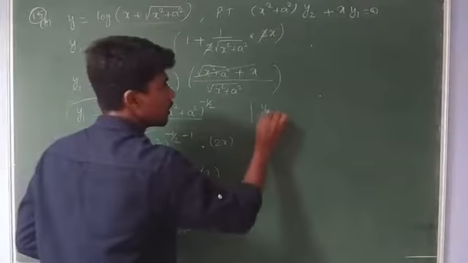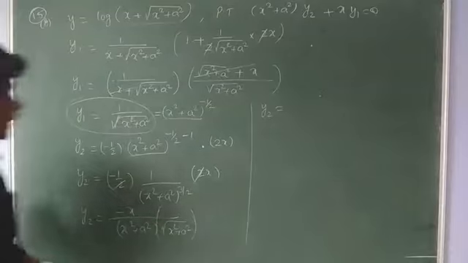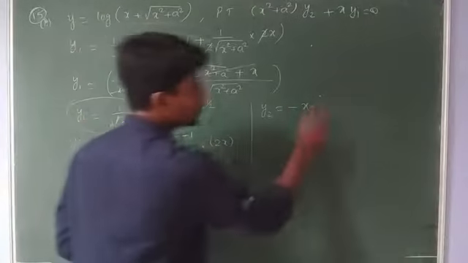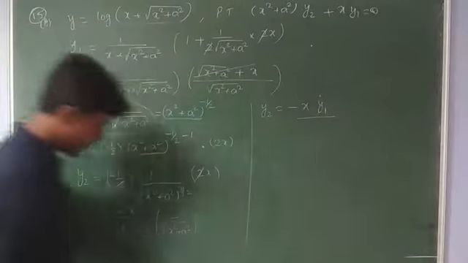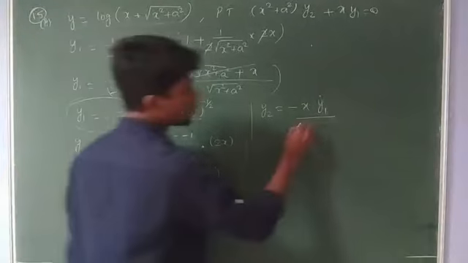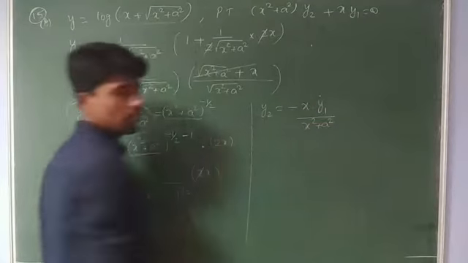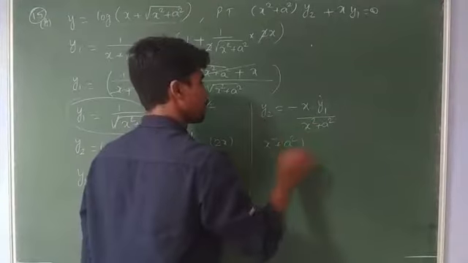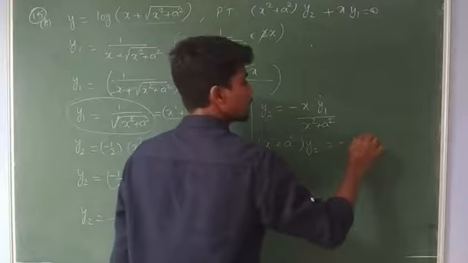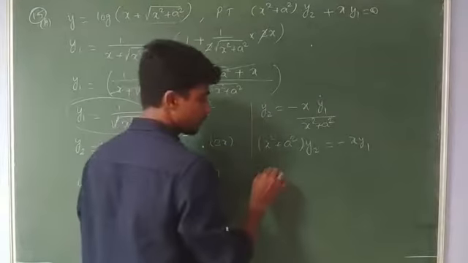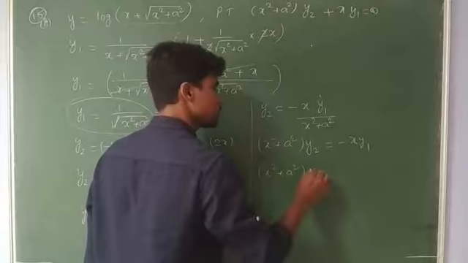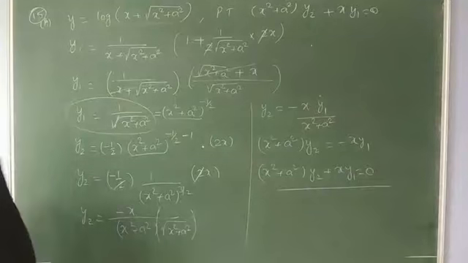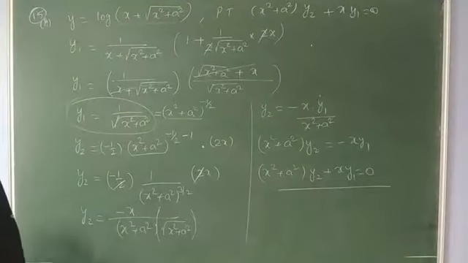y2 is equal to minus x into 1 by root over x square plus a square, which can be written as y1 divided by root x square plus a square. Transfer the left side, x square plus a square into y2, equal to minus x y1. Again transfer minus x y1 to the left side. So we get x square plus a square into y2 plus x y1 is equal to 0. Okay. Next one.